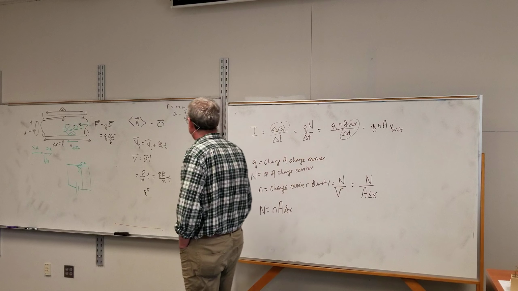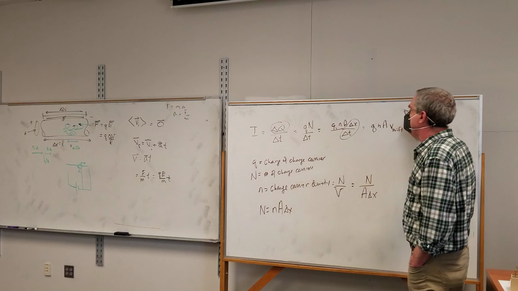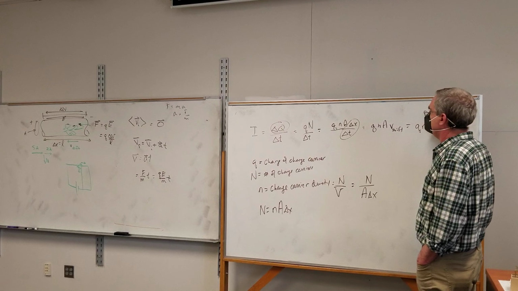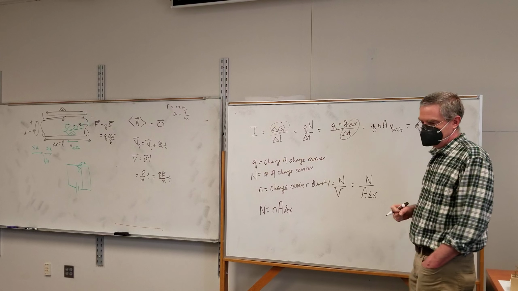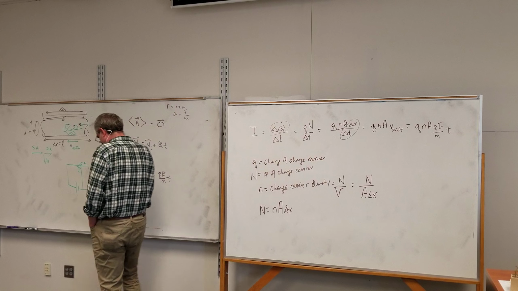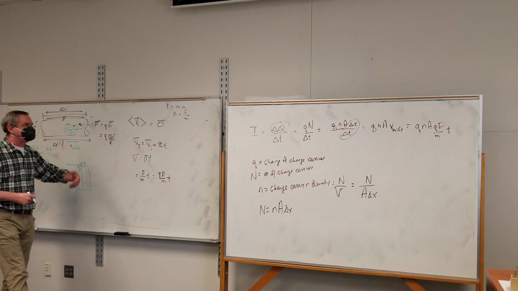Reintroducing time. Keep it like that, and let's plug into here. So we end up with Q in A times Q E over M T. Now that time there, that's the time it goes from hitting one thing to hitting the next thing.